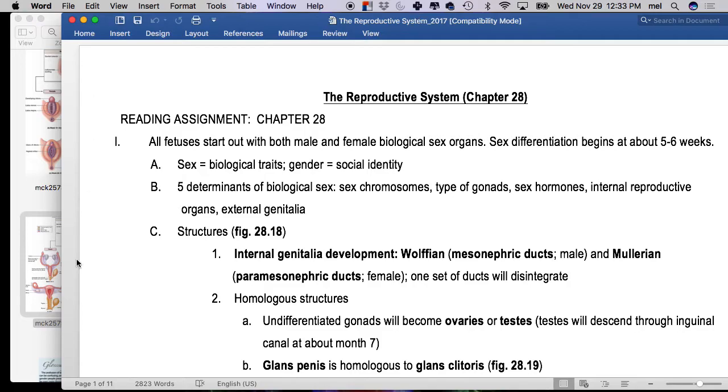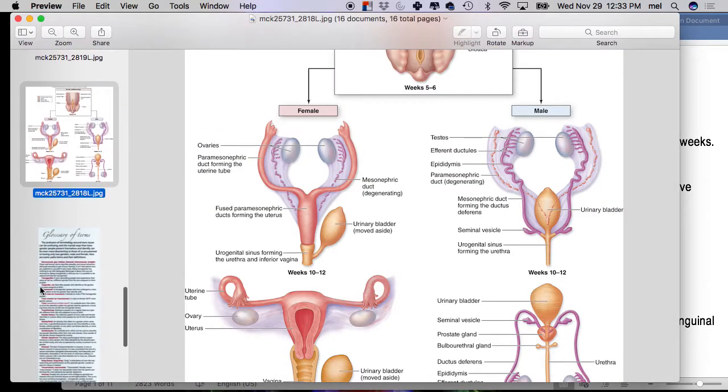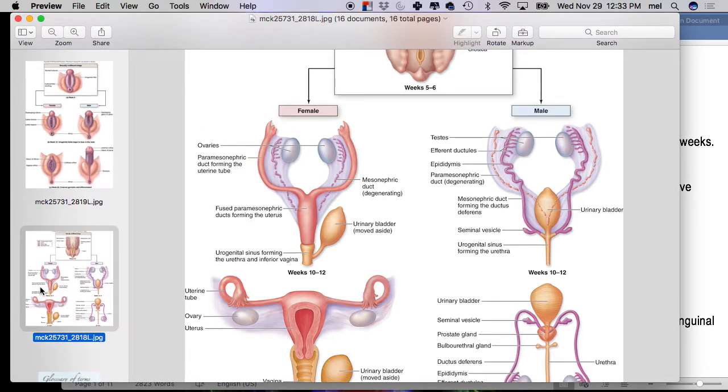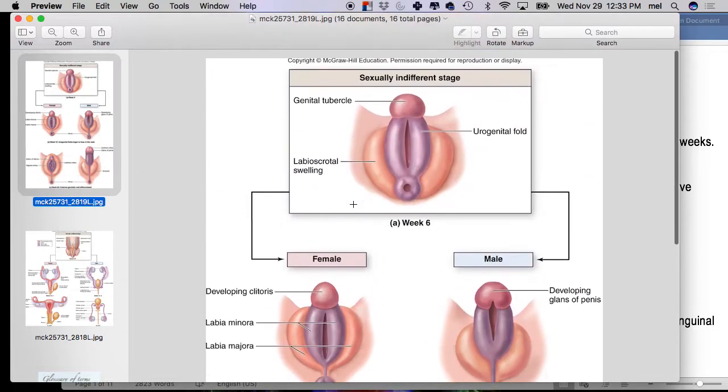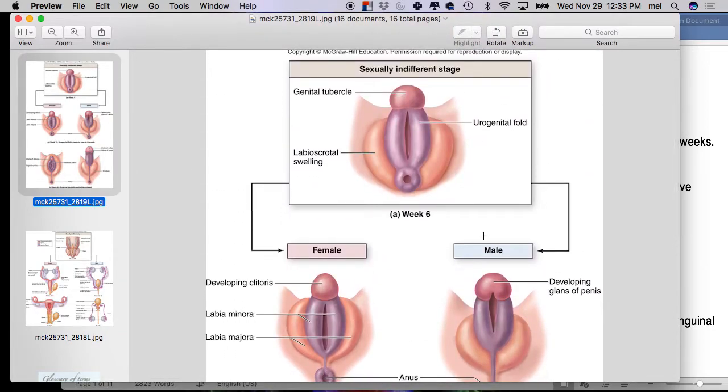So there's the internal ones, and we'll talk about the continued development of those in just a second. And then let's look at the external ones. Here's how you all started out externally. This is week 6 post-implantation, so the woman would be about 7 weeks pregnant right then, right? So 7 weeks after she had sex. It usually takes about a week to do implantation. Everybody all right with that? Okay, so this is week 6.